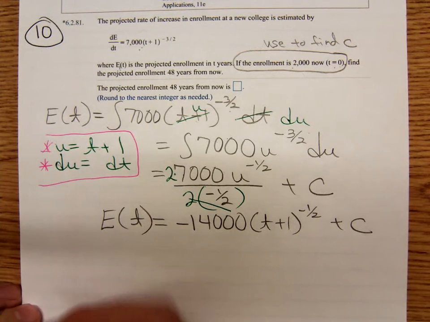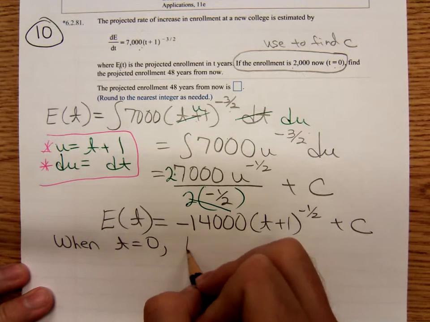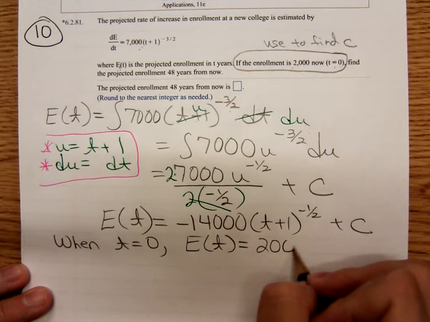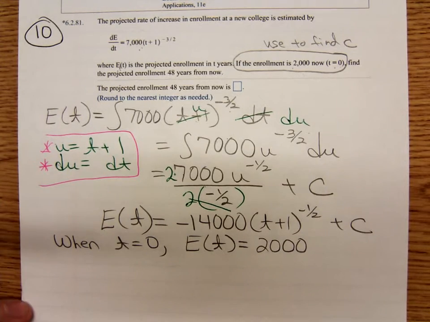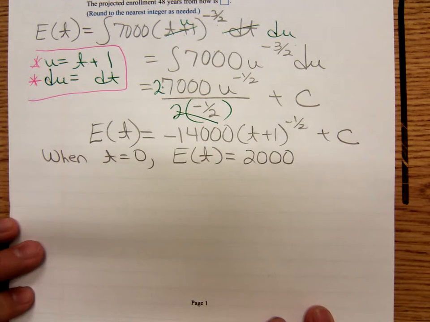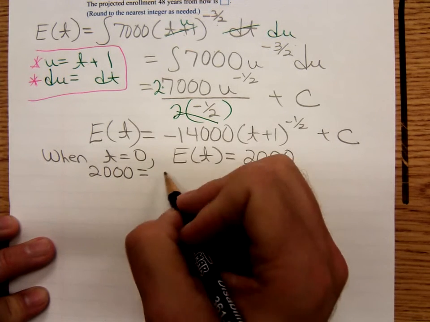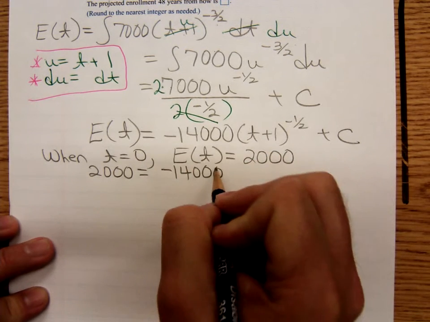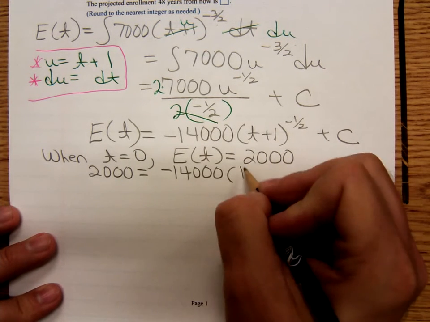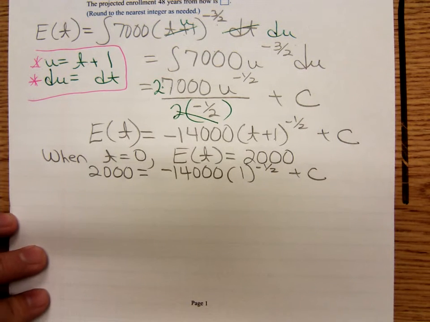So when t equals 0, E of t is equal to 2,000. I have to push this up now. I'm running out of room. So I'll set the enrollment function to 2,000. That's a 0 plus 1. 0 plus 1 is just 1 to the negative 1/2. 1 to any power is what?